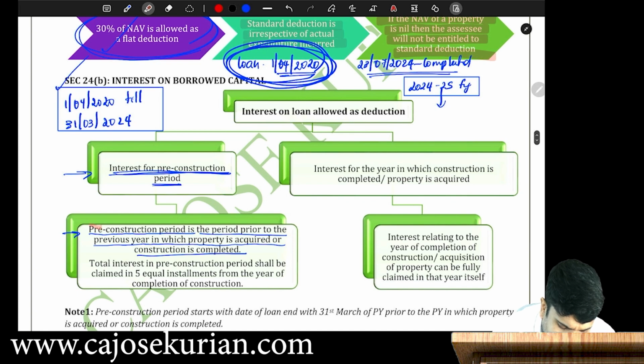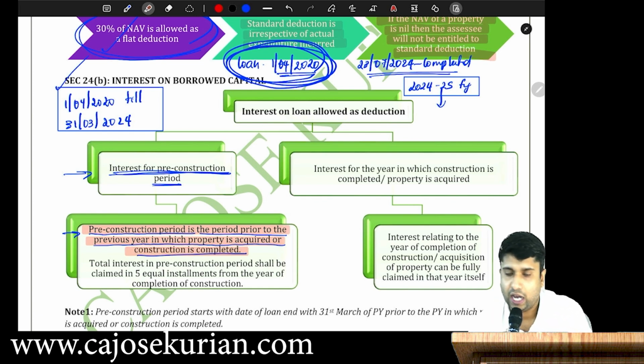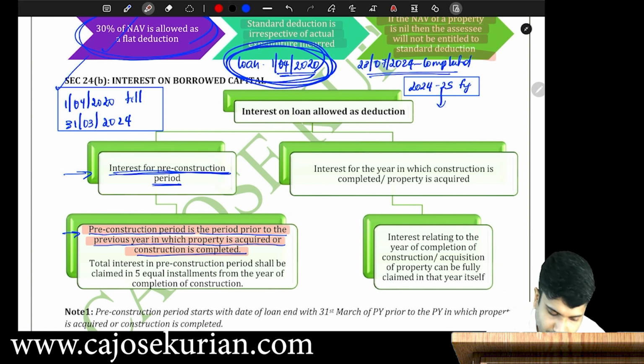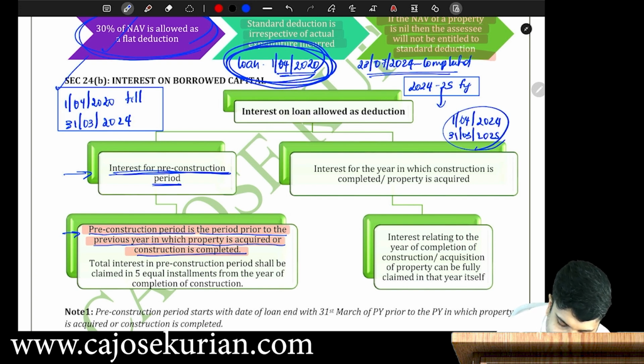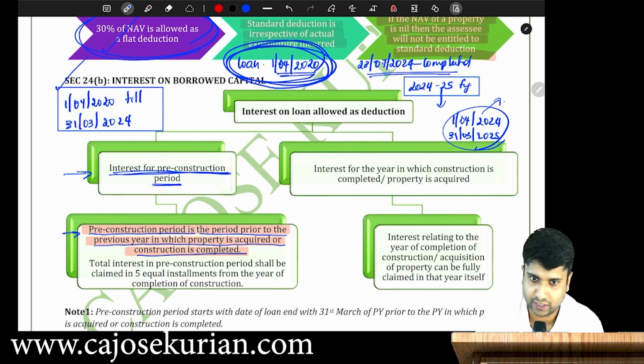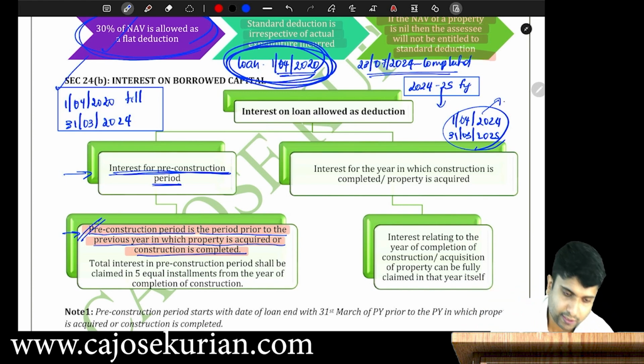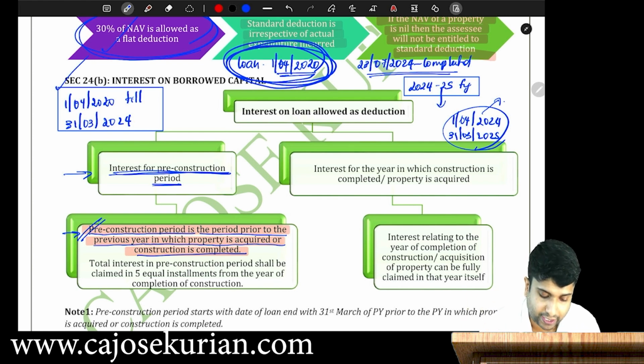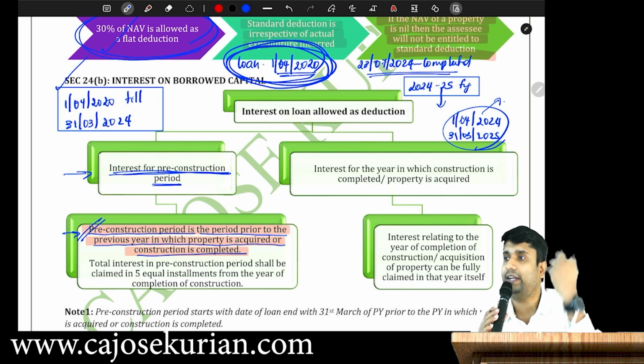Now can you read this note again? Pre-construction period is the period prior to the previous year in which property is acquired or construction is completed. It's not months, okay. From 1st April 2024 till 31st March 2025, all the interest is post-construction period interest, okay. Now what to do with the pre-construction period interest?